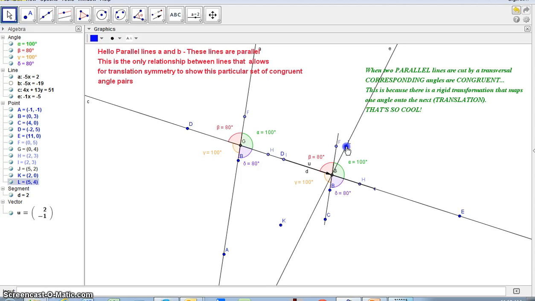As soon as the lines are no longer parallel, it's still a transversal because it's still intersecting 2 or more lines, but the angles aren't the same anymore because there is not a rigid transformation that maps one group of angles onto the next unless this line is locked in parallel step with the other. Okay? So, the relationship changes as the relationship of the lines change. So the important part here is that the lines must be parallel.